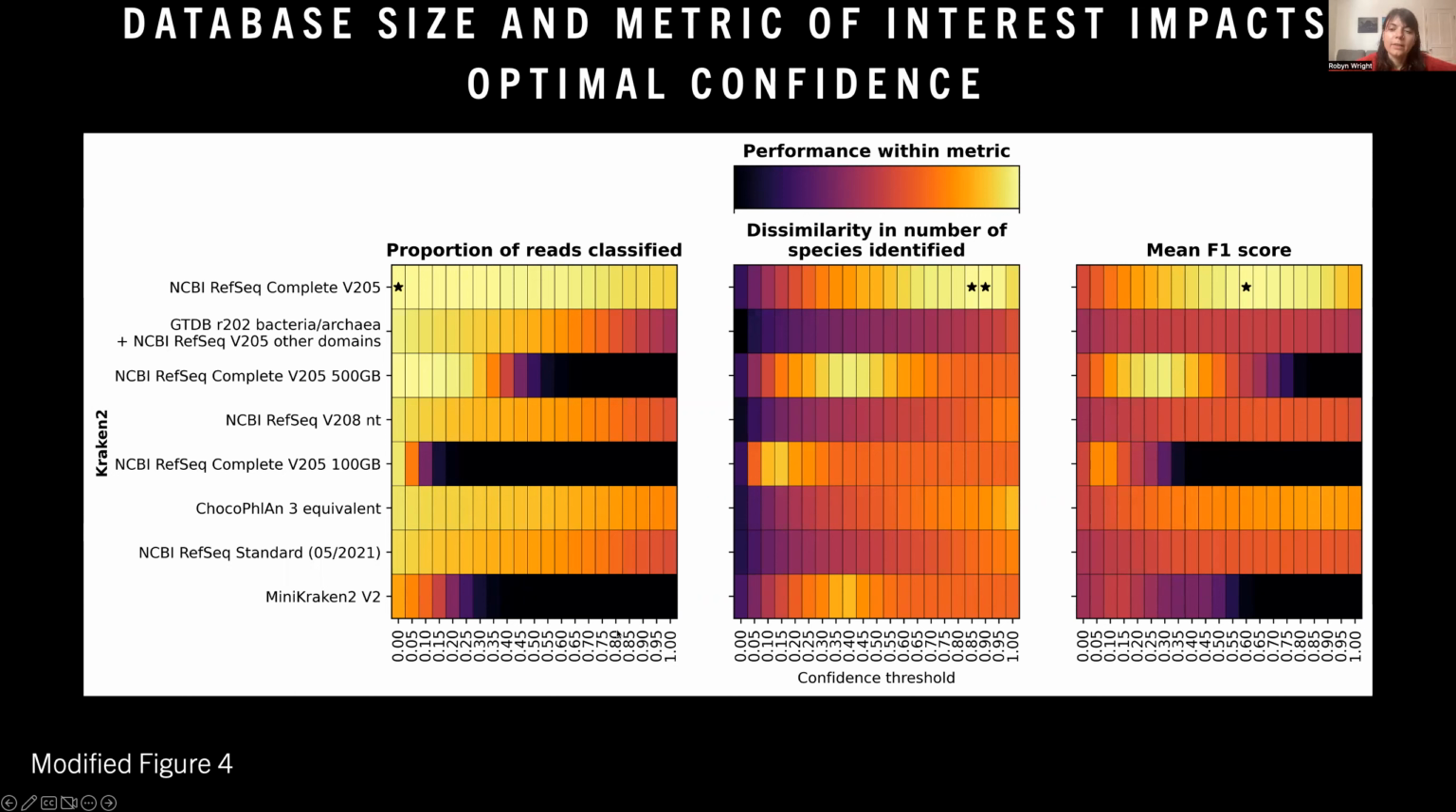And then the dissimilarity in the number of species classified generally decreases with increasing confidence threshold until a point, and then increases again. And the mean F1 score increases with increasing confidence threshold, again up until a certain point at which it starts to decrease again. And generally, the smaller the database, the lower the confidence threshold at which the most optimal values are obtained for the dissimilarity in number of species identified, as well as the mean F1 score. But the best scores for each metric are always with the NCBI RefSeq complete database on the top row.